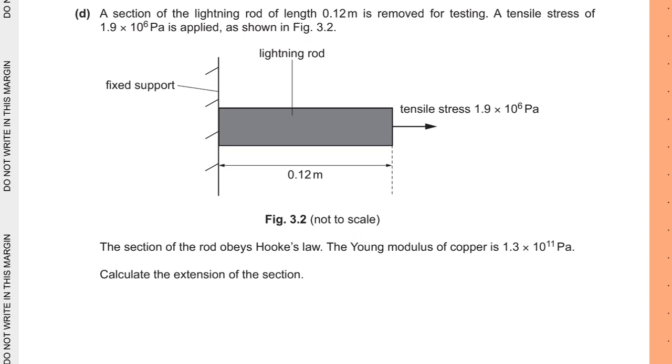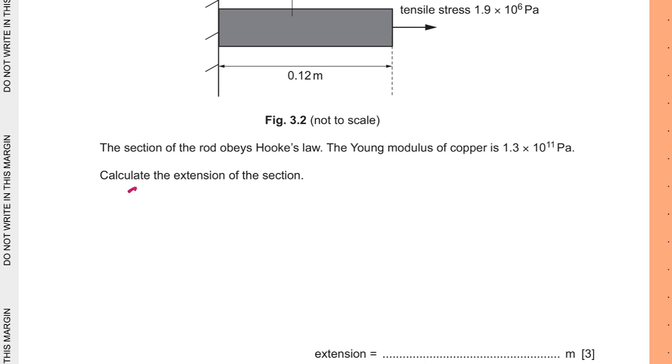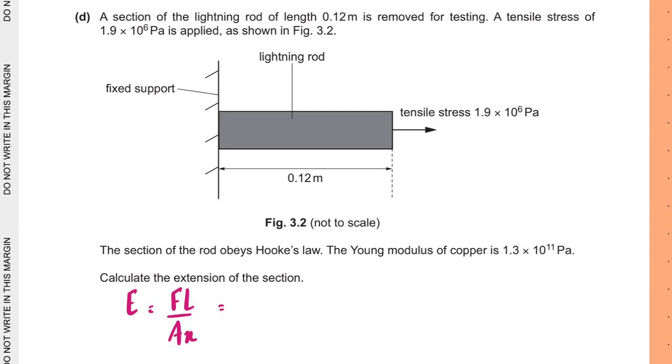A section of the lightning rod, with length 0.12 meters, is removed for testing. Tensile stress is this much. Section of the rod obeys Hooke's law. Young modulus is given, and we are asked the extension of the section. Right, so first of all, we'll just write down the formula. E equals FL over AX. Now what was given here is that we have the length, we know the Young modulus, and we are asked for the extension, and instead of force and area, the stress is given. So F over A is stress, length over extension. I need extension, so that's stress times length over Young modulus.